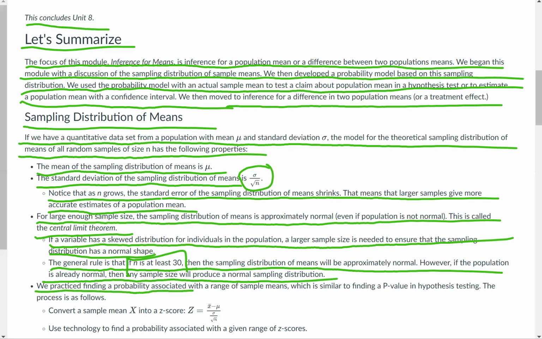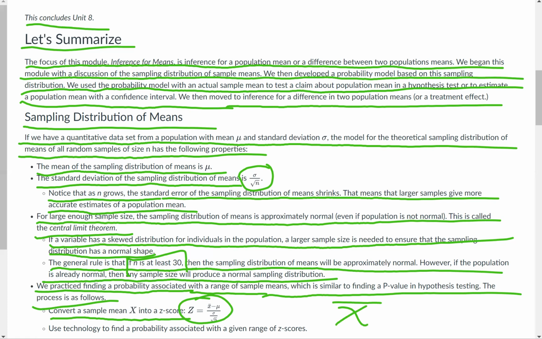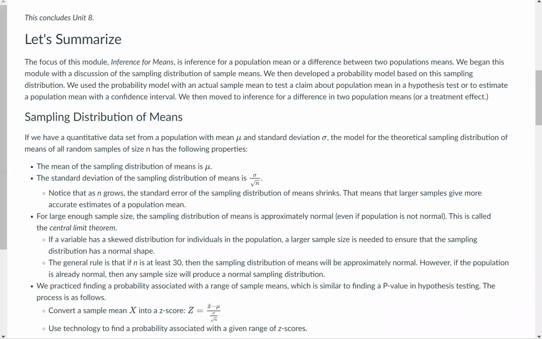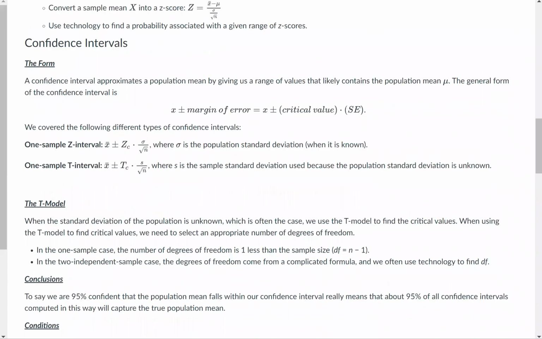We practice finding a probability associated with a range of sample means, which is similar to finding a p-value in hypothesis testing. The process is as follows. First, convert a sample mean x bar into a z-score. But now the z-score is a little different than it was before, because now we're looking at the sample mean. We said the sample mean can be approximated by the population mean mu, but the standard deviation is not sigma anymore. It's sigma over the square root of n. So we have to add a square root of n in the denominator to fit the new idea, because now we're looking at samples. Then, once we calculate the z-score, we use technology like a calculator, some website, an applet, or StatCrunch, to find a probability associated with a given range of z-scores.